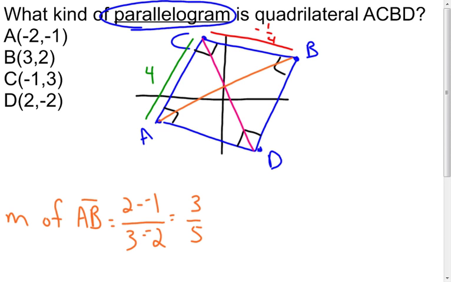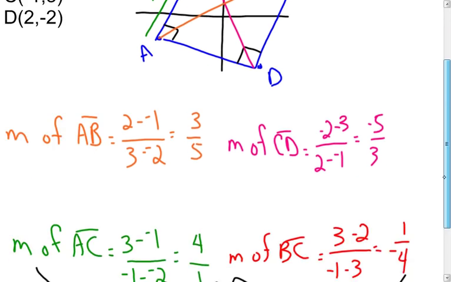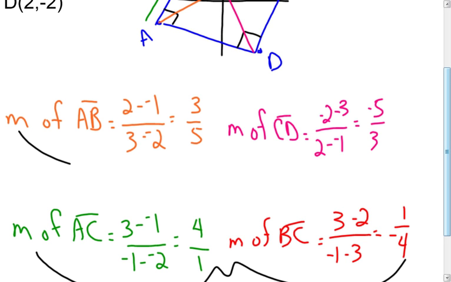Now I'm going to check the slope of segment CD. Go through the same process. There are my y values, here are my x values. So I end up with negative 5 over 3. Well, they're opposite reciprocals, therefore I know I have a right angle here. And again, if the diagonals of a parallelogram are perpendicular, then it is a rhombus. So this information here says rhombus.